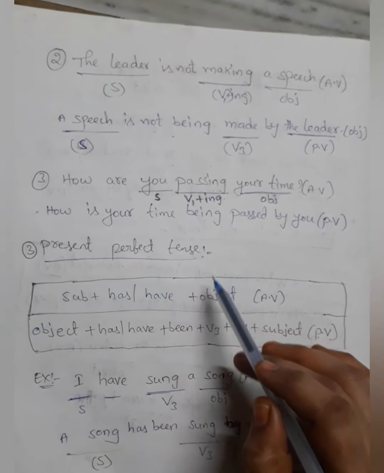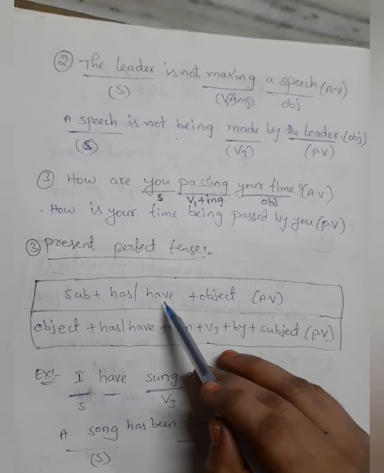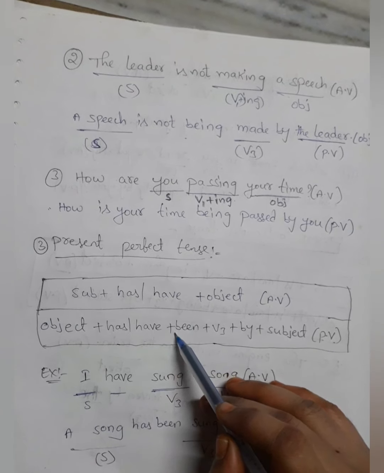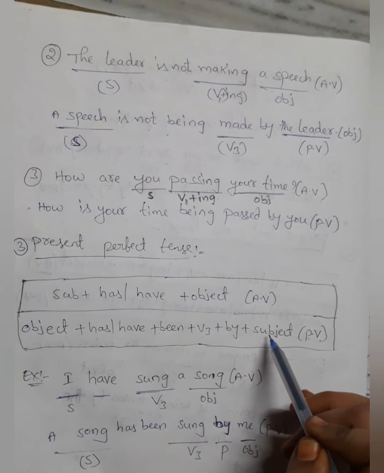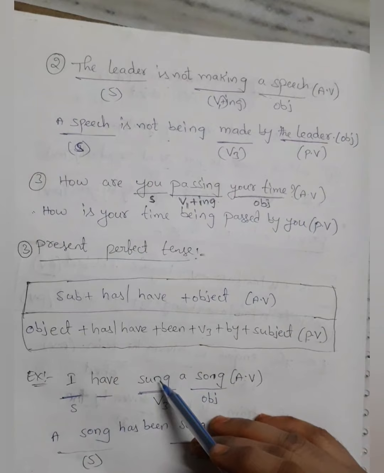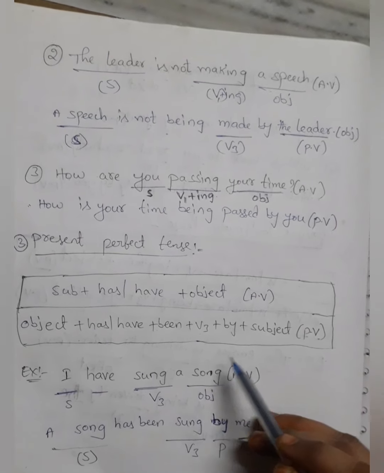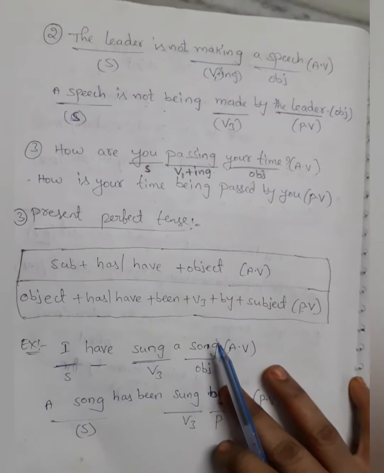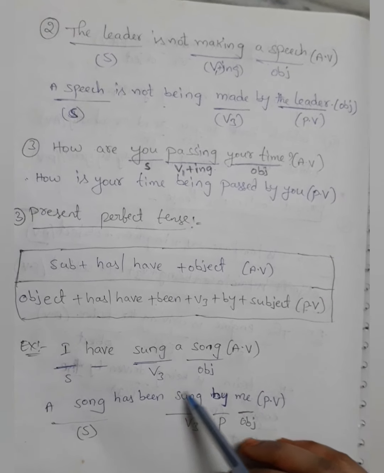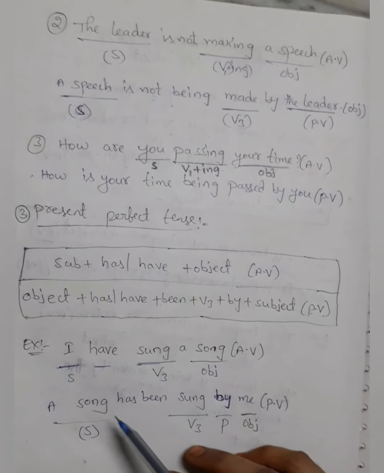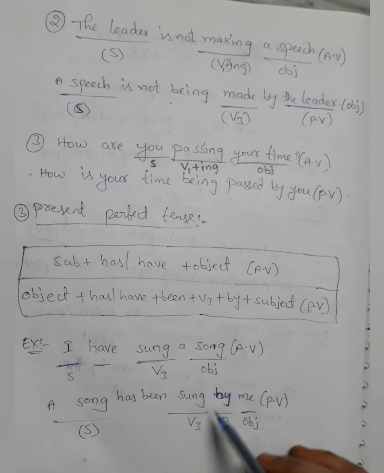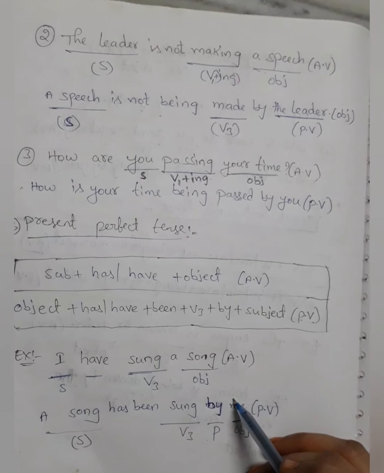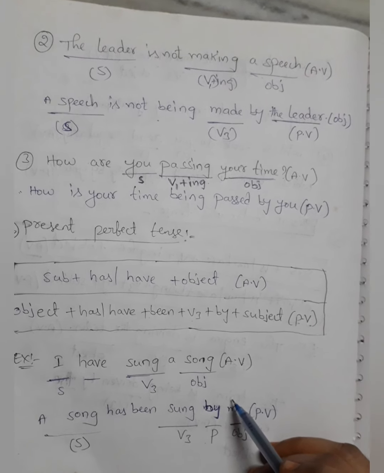Then after, present perfect tense structure: subject plus has or have plus V3 plus object. It's an active voice, a normal structure. Object plus has or have plus been plus V3 plus by plus subject. It's a passive voice structure. For example, I have sung a song. It's an active voice. I is the subject, sung is the V3 form, song is the object. A song has been sung by me. It's a passive voice. Here a song is the subject, sung is the V3 form, by is the preposition, me is the object. Just follow the 5 rules, then definitely you will succeed to change active voice into passive voice.